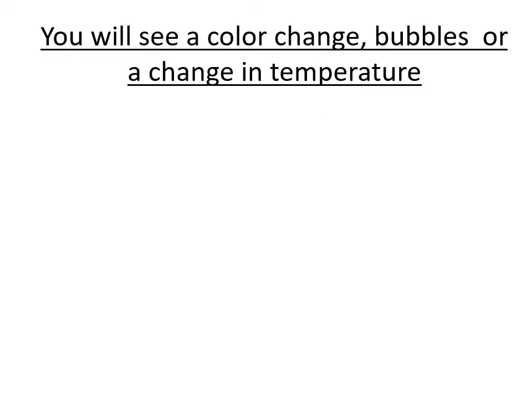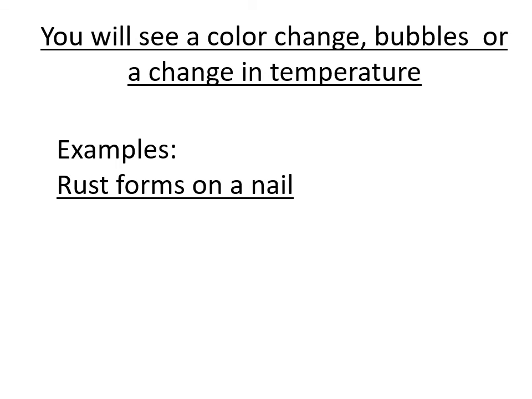Some telltale signs that a chemical change has taken place are a change in color, seeing bubbles, or a change in temperature. Two examples of a chemical change. First one is rust on a nail. Oxygen is one of the most reactive elements. Here, oxygen combines with iron, and they form iron oxide. That's what you can find on the outside of the nail. That's that rust that you see.